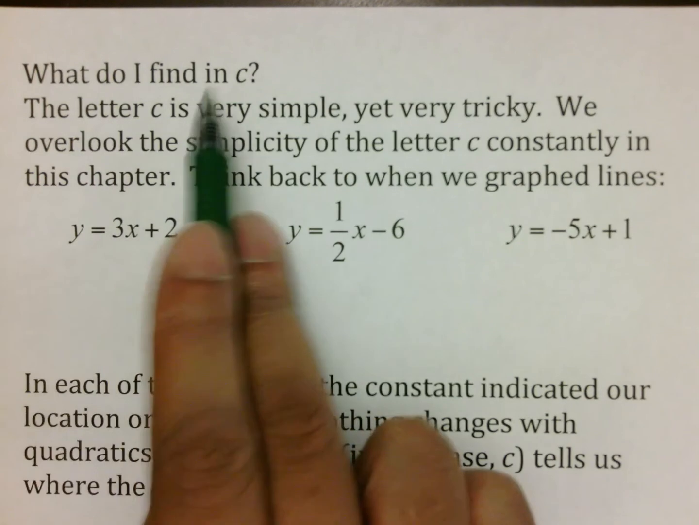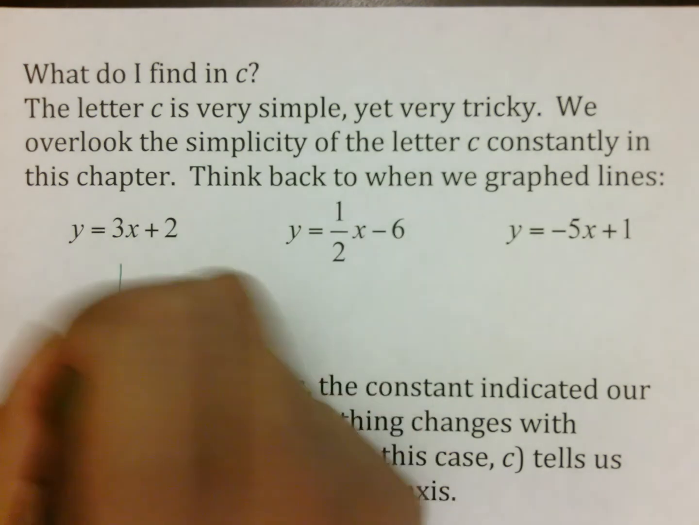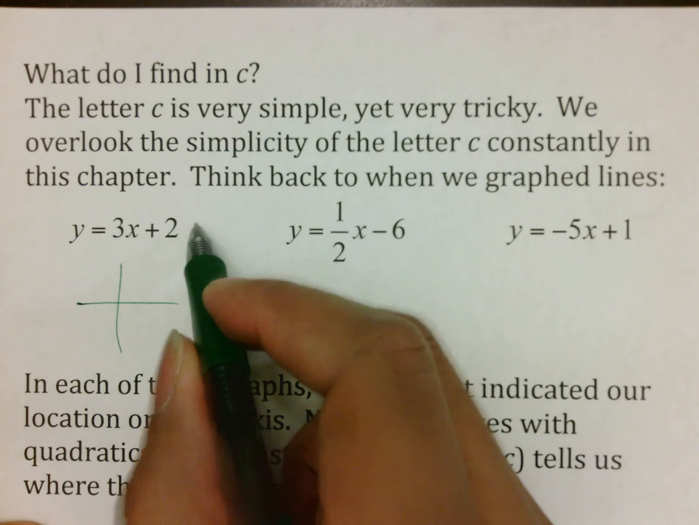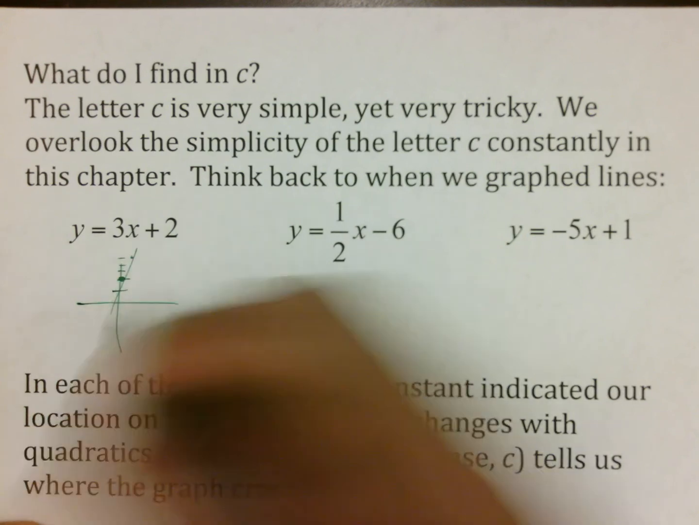Second letter we're going to focus on today is C. The letter C is very simple yet very tricky, and I say tricky because you haven't overlooked it yet, but so many of my students overlook the simplicity of the letter C all the time in this chapter. If you think back to when we graphed this line, the first thing we did was this told me to go up 2 and put a dot, and then this told me up 3 over 1 and draw a line.